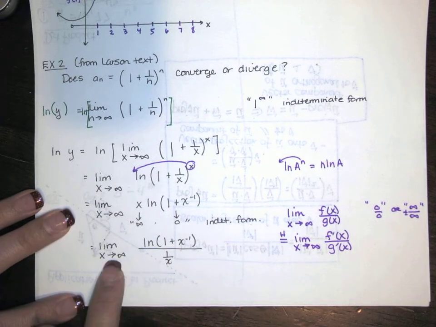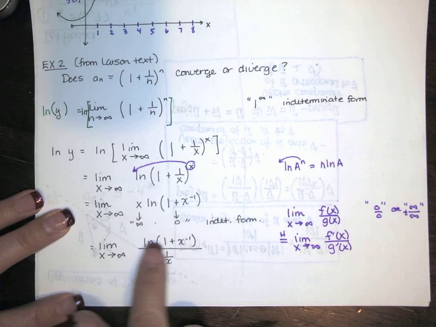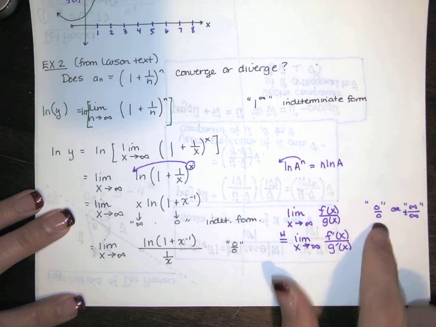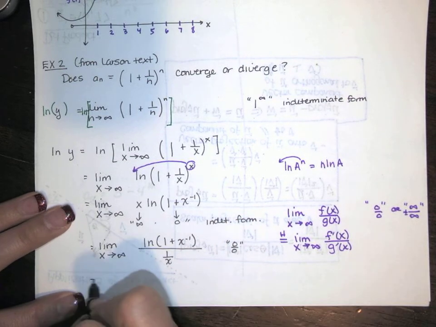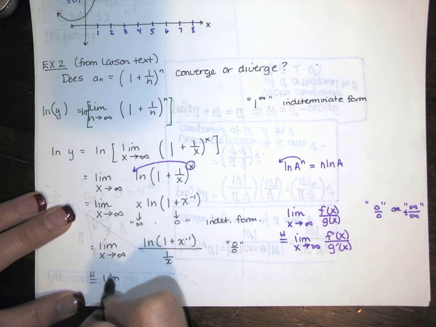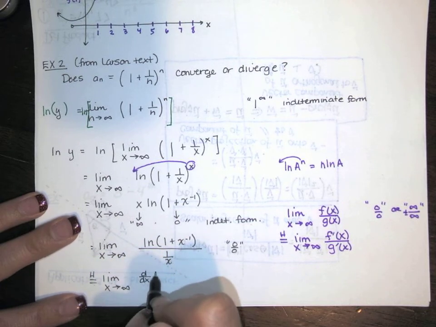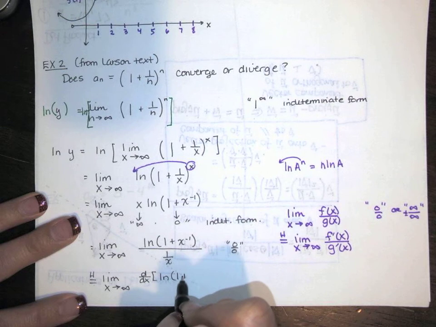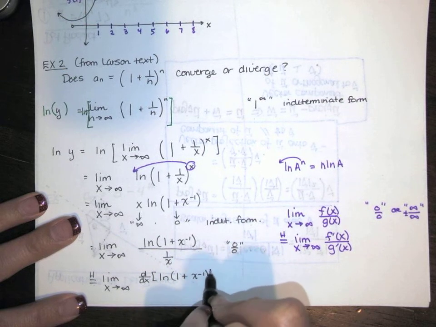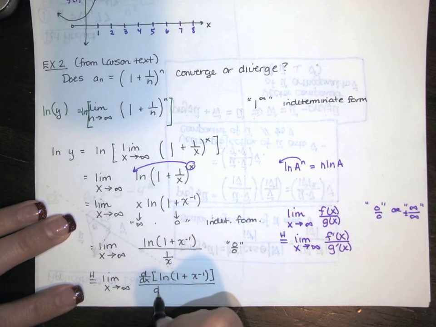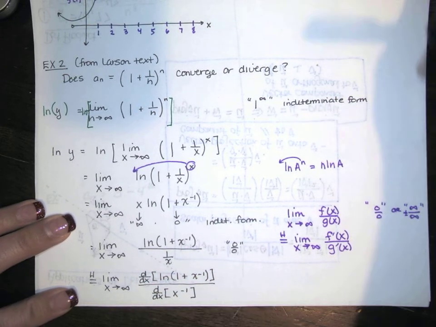Now, as x goes to infinity, this approaches 0. This is approaching 0, so I have natural log of 1, which is 0. So this is now a 0 over 0 indeterminate form, which means I get to use L'Hopital's rule. So according to L'Hopital's rule, we take the derivative of the numerator and the derivative of the denominator, and that is equal to this limit over here, which is very nice. Works out great for us.